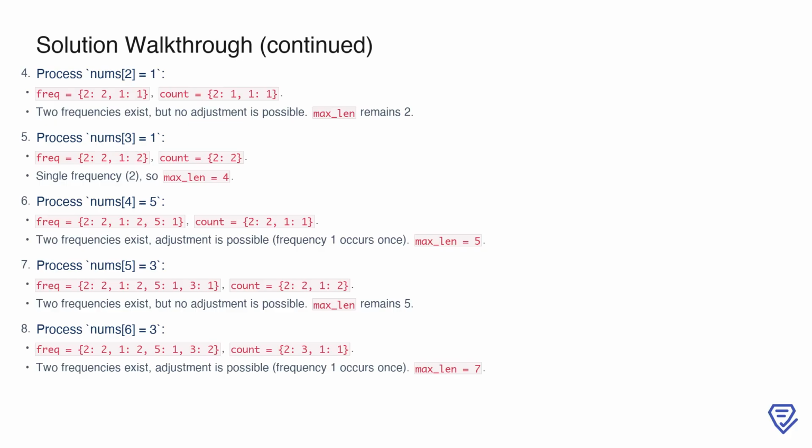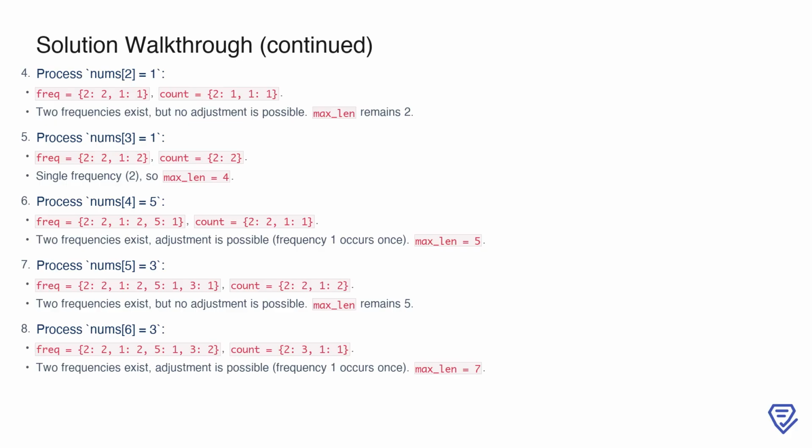This updates frequency to {2: 2, 1: 2}, and count to {2: 2}. Since all numbers share the same frequency, max_len becomes 4. When we process 5, its frequency increases to 1, updating frequency to {2: 2, 1: 2, 5: 1}, and count to {2: 2, 1: 1}. Here, two frequencies exist, but since frequency 1 occurs only once, adjustment is possible, and max_len becomes 5.